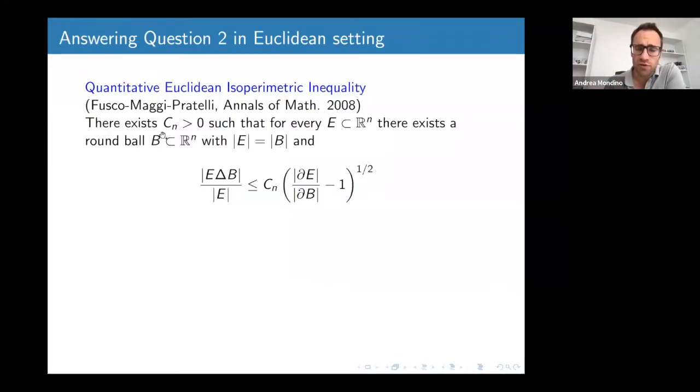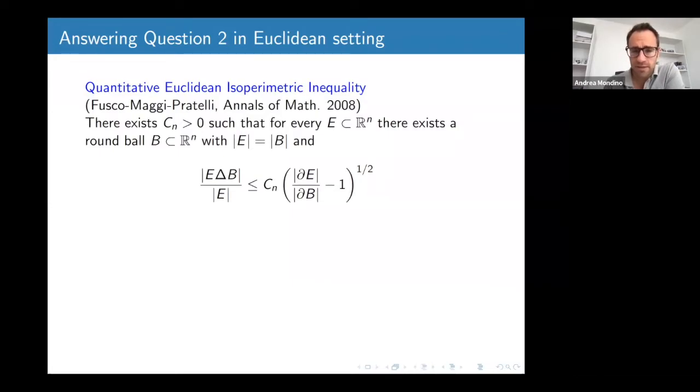So there exists a constant depending only on the dimension, such that for every subset E in R^n, there exists a round ball optimally centered with respect to E and having the same volume as E, such that the volume of the symmetric difference between the set and the ball, normalized by the volume of the set, is bounded above by the dimensional constant times the so-called isoperimetric deficit. So in the right-hand side, we have the ratio between the perimeter of the set divided by the perimeter of the ball, minus 1, to the power 1 half.